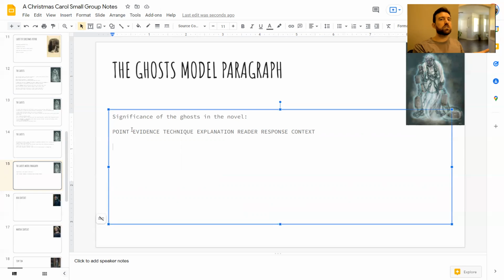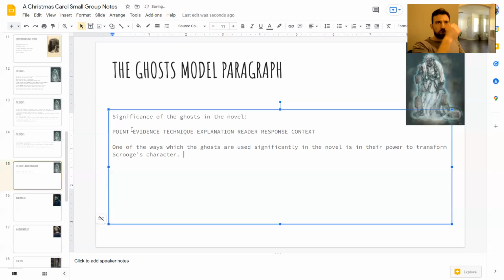I will say, even if context isn't part of the mark scheme, it's not going to hurt to put a little bit of context just to show that you've done wider reading on the text, but just don't make it a focal point if context isn't part of your exam board and your mark scheme. So one of the ways in which the ghosts are used significantly in the novel is in their power to transform Scrooge's character. Now, obviously, if I'm talking about transformation, I'm going to look at the past and the present for him, or the future for him, right?